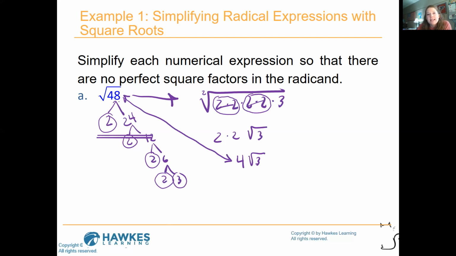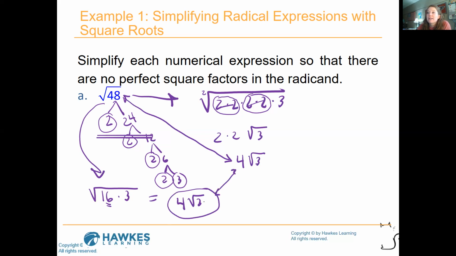Now, if I thought of 48 a different way, I could have said, okay, I want to know what the factors of 48 are, but I want to see what the greatest factor of 48 is that is a perfect square. Well, if I thought about it long enough, I would realize that 48 is the same thing as 16 times 3. 16 is a perfect square. So now I can find the square root of 16. The square root of 16 is 4, and 3 is not a perfect square, so it stays under the radical. So I got that way, or thinking of it this way, okay?